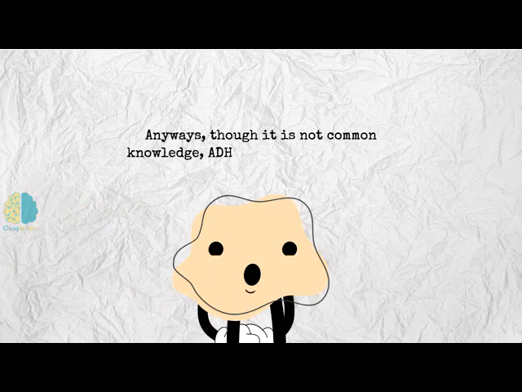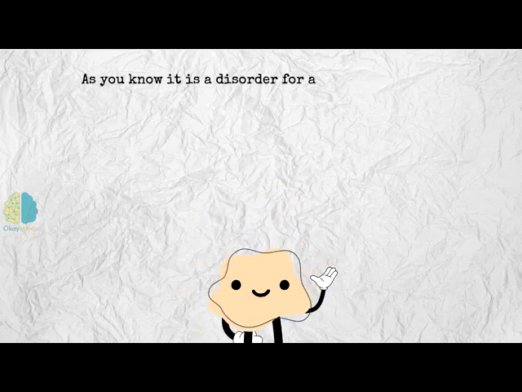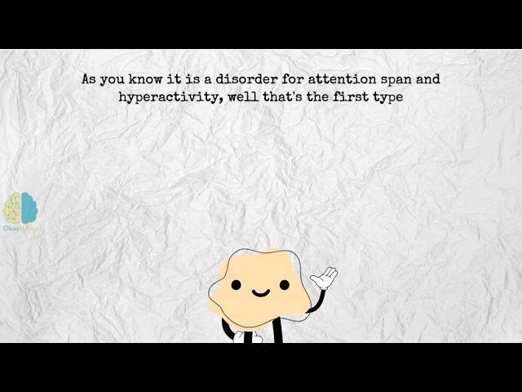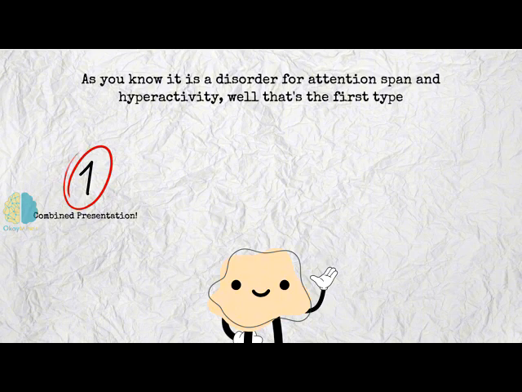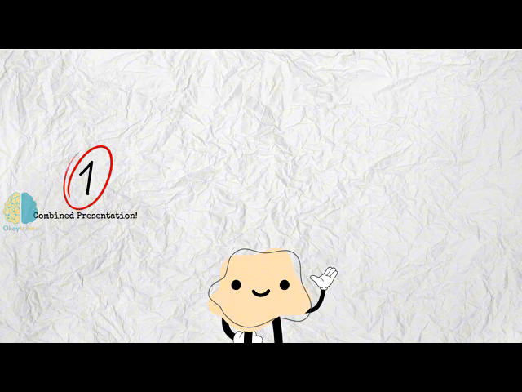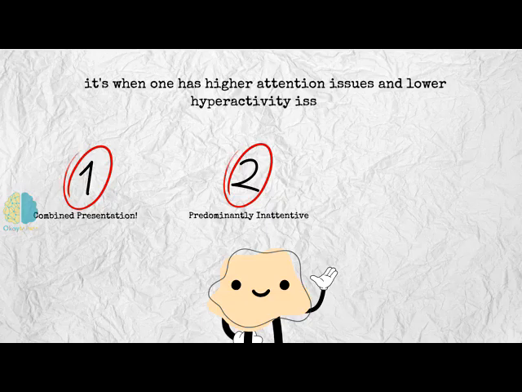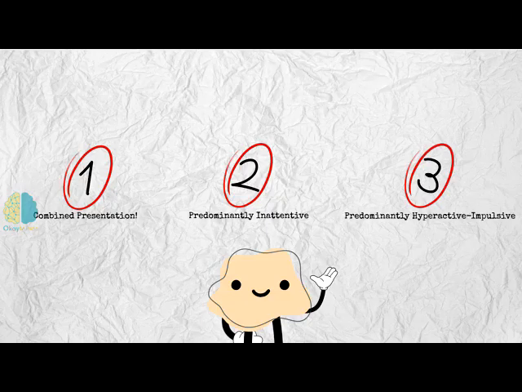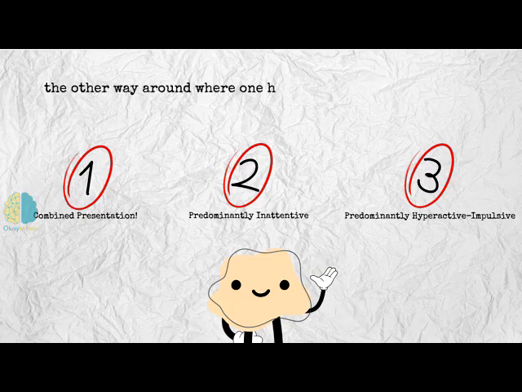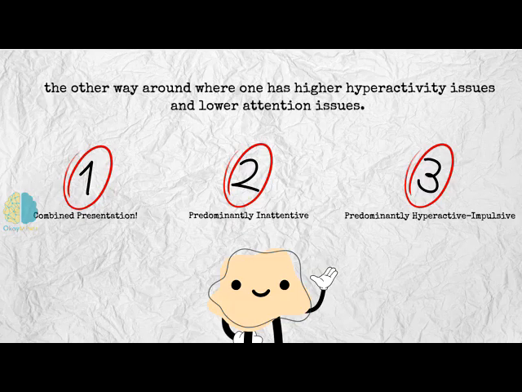Anyways, though it is not common knowledge, ADHD actually has 3 types. As you know, it is a disorder for attention span and hyperactivity. Well, that's the first type, combined presentation. The second type is predominantly inattentive. It's when one has higher attention issues and lower hyperactivity issues, and third being predominantly hyperactive impulsive, the other way around, where one has higher hyperactivity issues and lower attention issues.